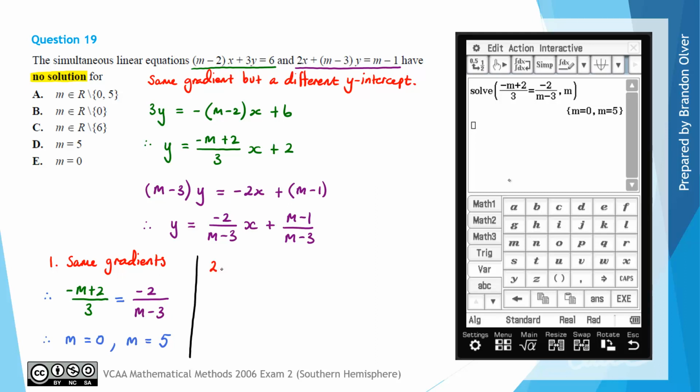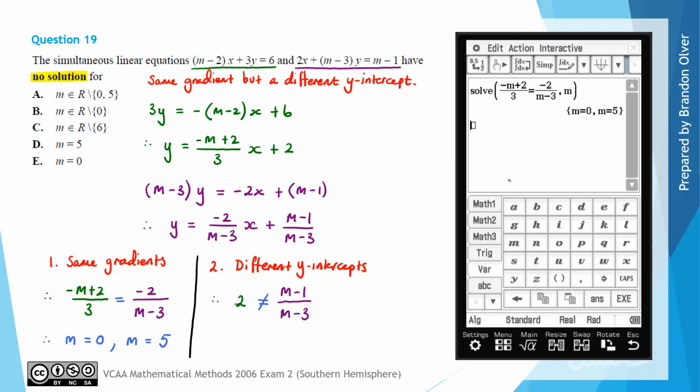The second thing that we wanted was different y-intercepts. So therefore we can set up another equation. From our first equation we knew the y-intercept was 2, and we actually want these to not be the same. So I'm going to use a not equals 2 sign there. And the y-intercept of the second line that we found was the m subtract 1 divided by m subtract 3 fraction. So we want that fraction to not equal 2.